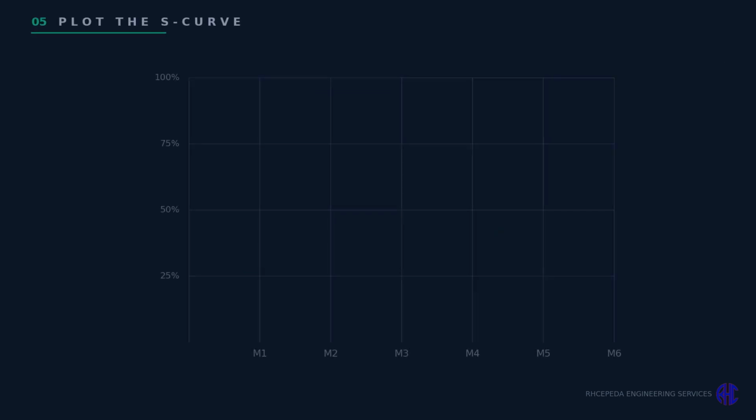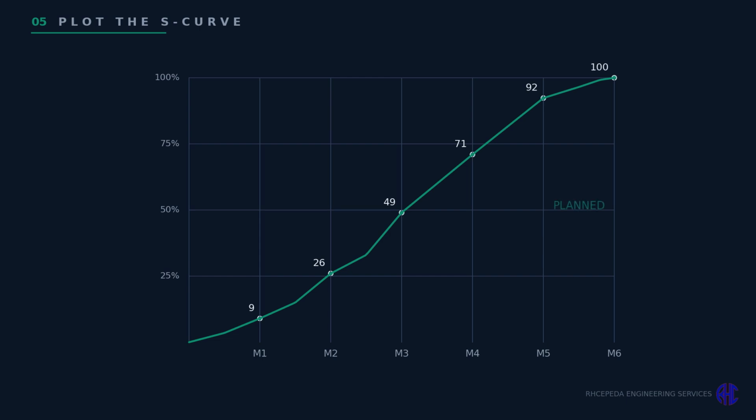Step 4. Accumulate the monthly totals and plot them against time. The curve rises gently during mobilization, climbs steeply through the paving months, then flattens as the project winds down, a lazy letter S. This is your plan progress baseline.